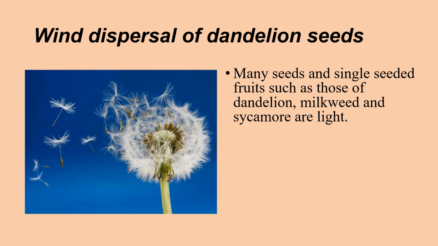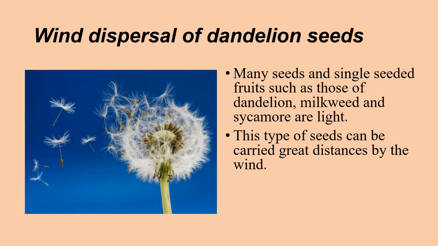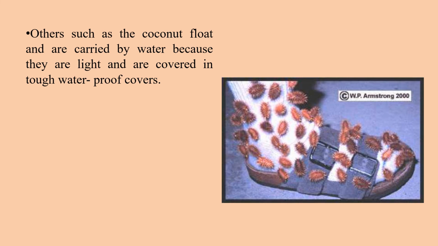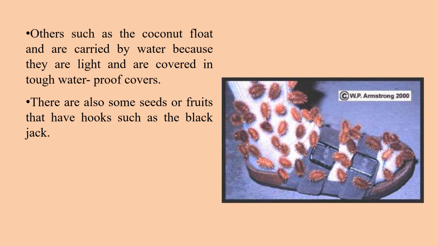Many seeds and single-seeded fruits such as those of dandelion, milkweed, and sycamore are light. This type of seed can be carried great distances by the wind. For the sycamore tree, the fruit's wings help the seed to be carried by wind. Others such as the coconut float and are carried by water because they are light and are covered in tough waterproof covers. There are also some seeds or fruits that have hooks, such as the blackjack.